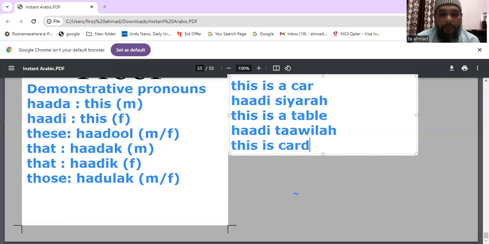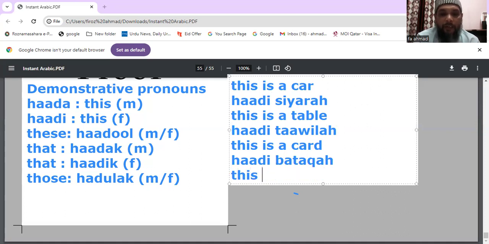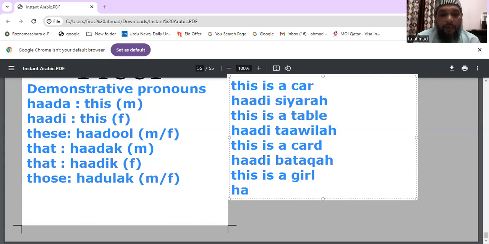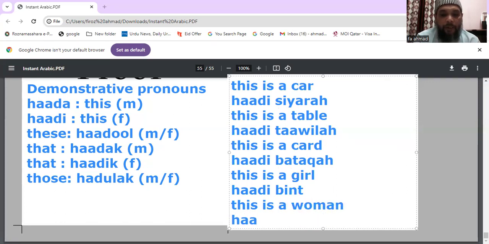Okay, this is the card. Any type of card. This is a card. Hadi bataka. And this is a girl. Hadi bint. And this is a woman. Hadi imra. This is a woman.